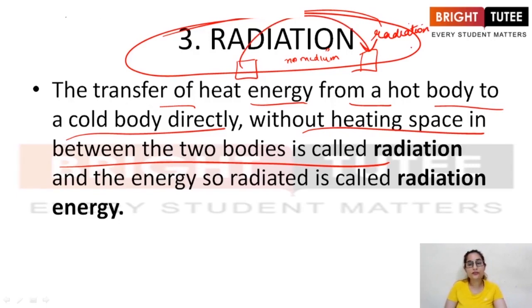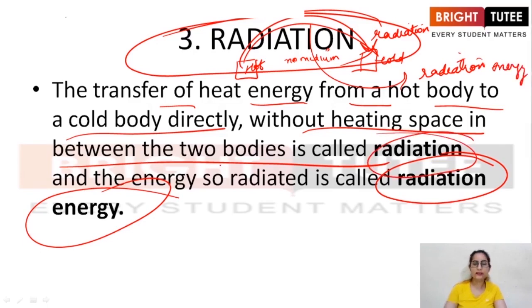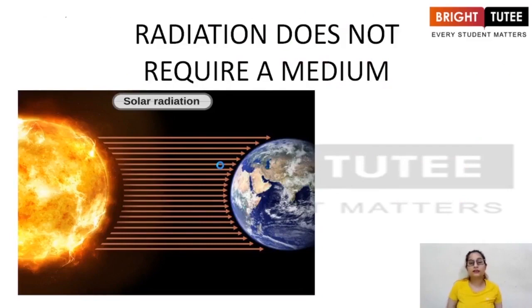The transfer of heat energy from a hot body to a cold body directly, without heating the space in between the two bodies, is called radiation, and the energy so radiated is called radiation energy. Basically this hot body is releasing energy towards the cold body. So this energy that is radiated is known as radiation energy, and this process is known as radiation. The perfect example for this mode of transfer of heat is solar radiation.